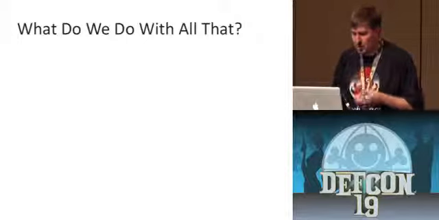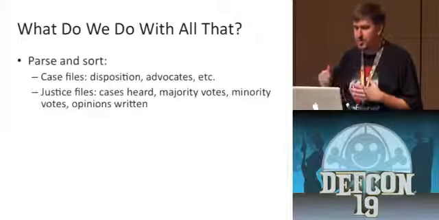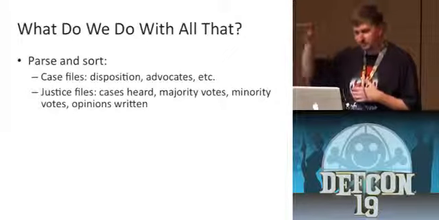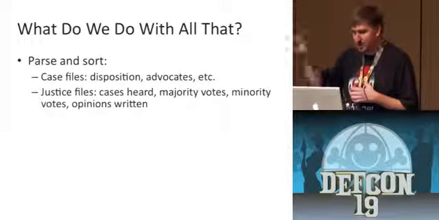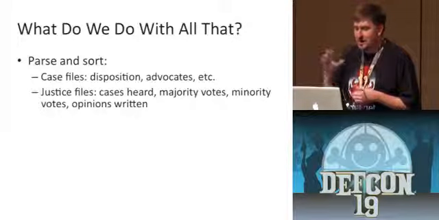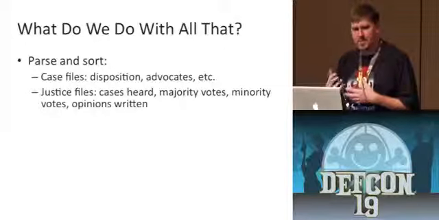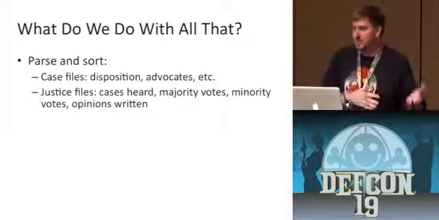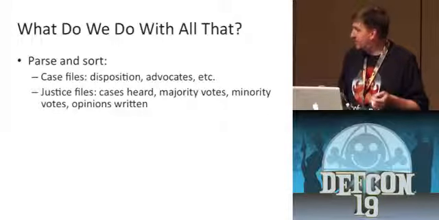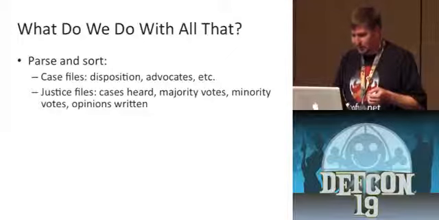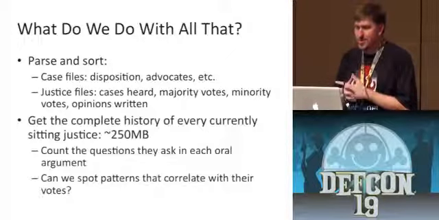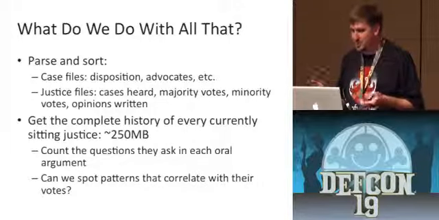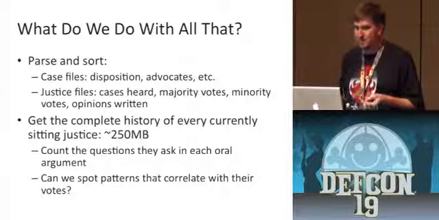So what we're going to do with that is parse it and sort it. For each case, I recorded the disposition and who the advocates were, and the facts that I could get out of there that were easy facts. And then for each justice, I made a file that contained the cases they've heard, the cases they voted with the majority, the cases they voted with the minority, cases where they've written an opinion, et cetera, et cetera. And so that was all good fun. And so I just said, well, screw it, let's just get all of it. Let's get the complete record for every justice who's currently on the Supreme Court. It turns out that's about 250 megs of data, which is not that much these days.